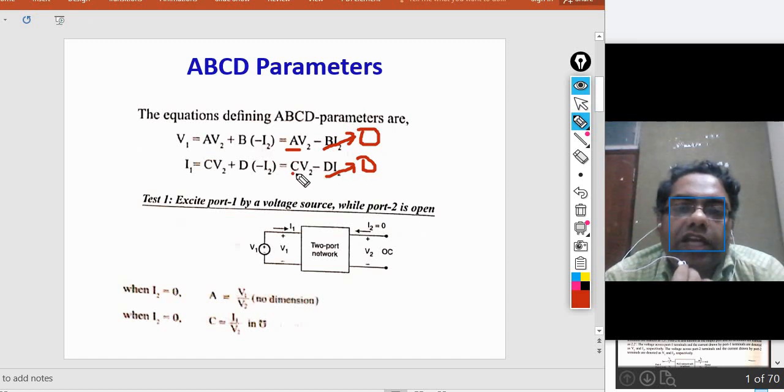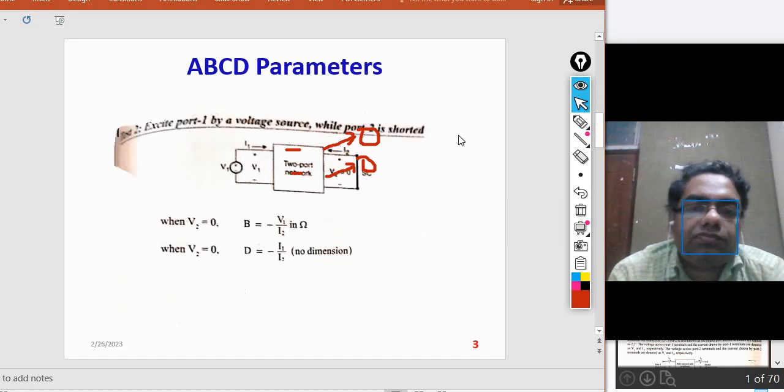Similarly, we can find C. C is nothing but I1 by V2, and accordingly we can fix the unit. A is a ratio of voltages, so it has no dimension. C is current by voltage, so it is mho or ohm inverse. Like this, A and C can be found out.